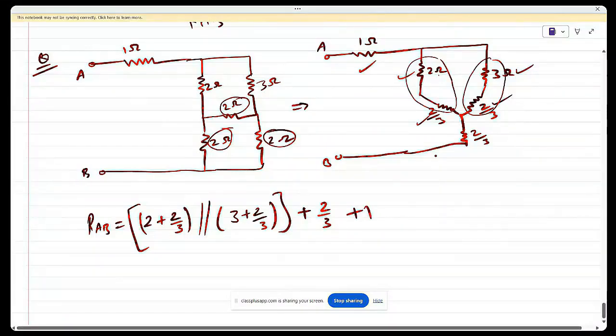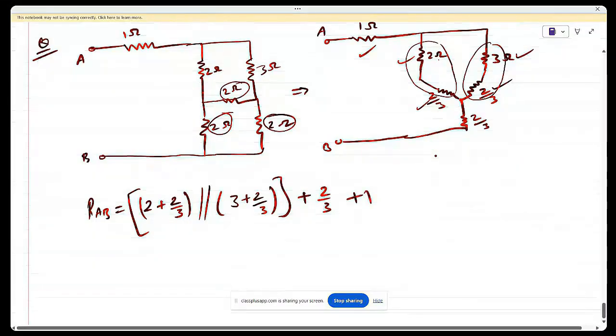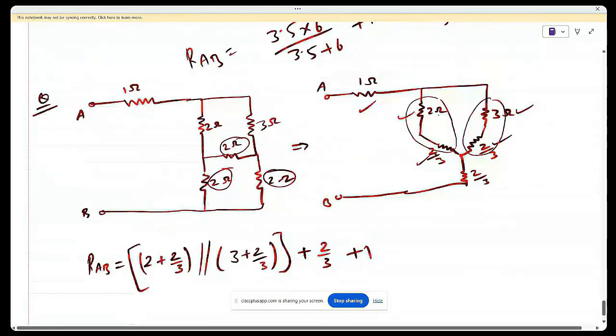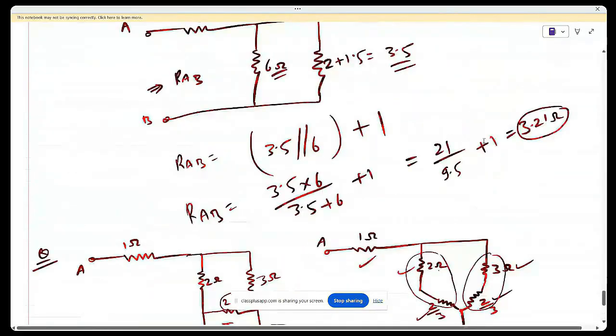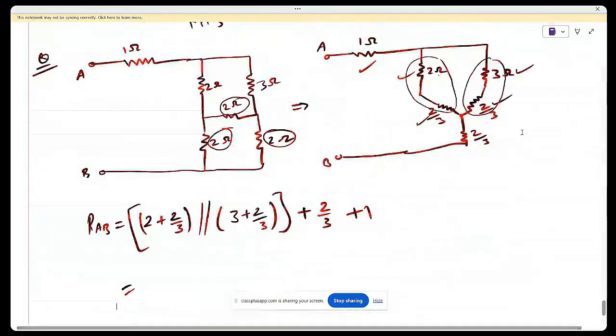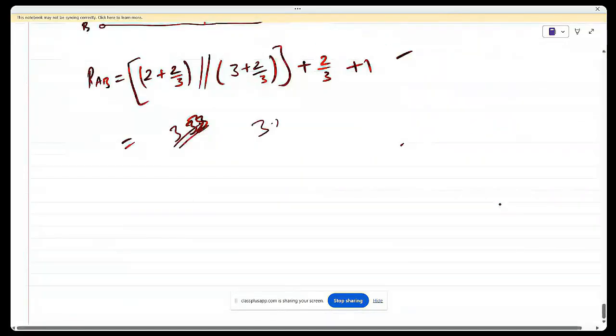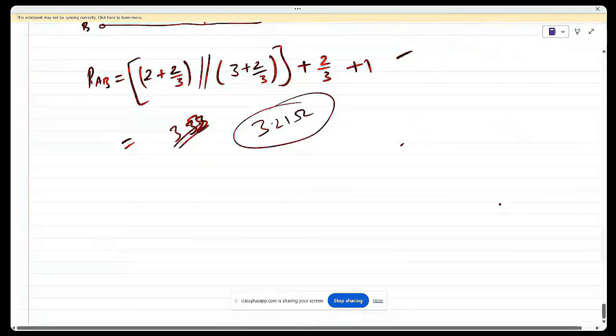You can solve it, I am leaving it to you. This is mathematical calculation. Solve, and you will get the same answer. You will get the answer 3.21. So I am writing directly, its answer will be 3.21 ohm. Just check it tonight itself, whether it is 3.21 or not. Come to the next question.